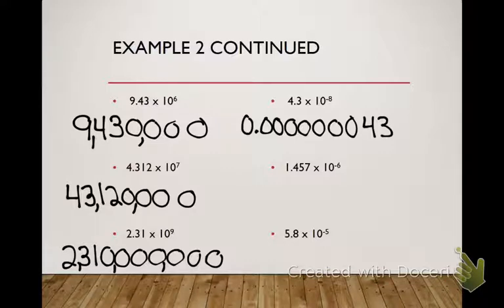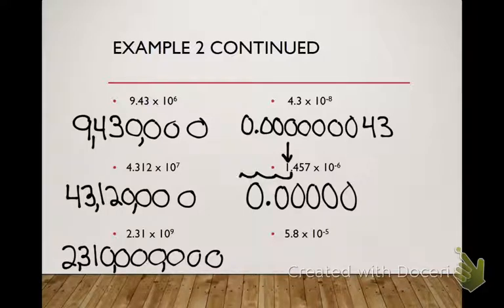Go ahead and try to do the second two. Okay, so 0 point, how many zeros? 5 zeros, because I do have this 1 decimal place here because I'm going to the left, so I go 1, 2, 3, 4, 5, 6. So there's going to be 5 zeros that I have to add before the 1.